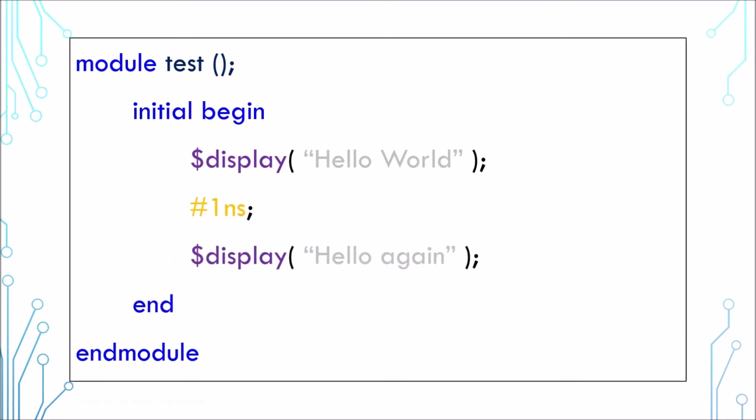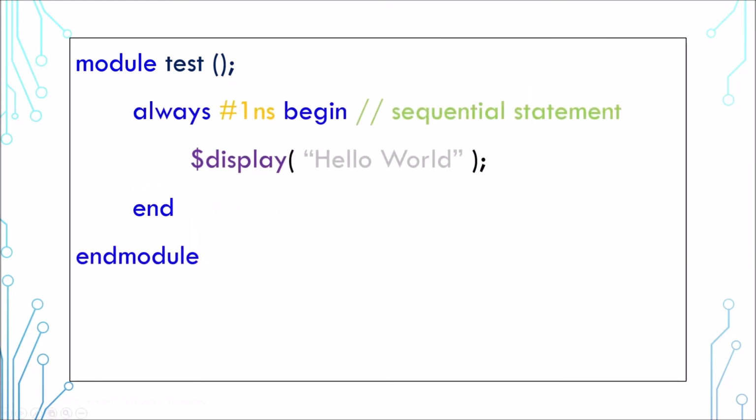You can introduce delay by using hash followed by a time notation. In this example, hello world is printed at time 0, and then hello again is printed 1 nanosecond later. The initial block should be a syntax that is easy to understand because it is quite comparable to software programming.